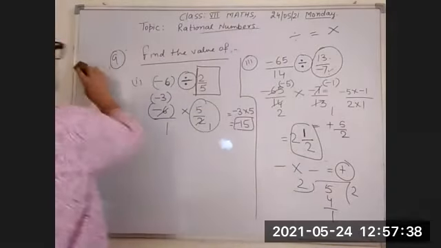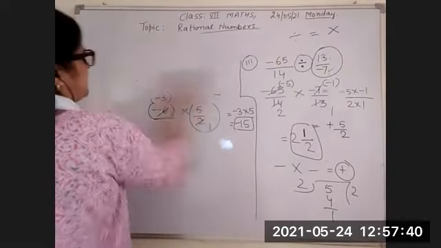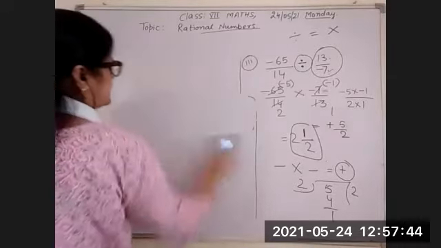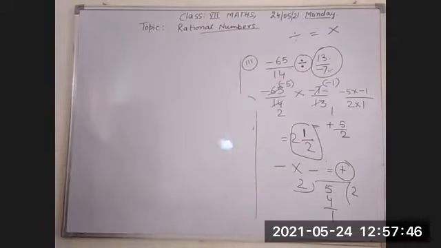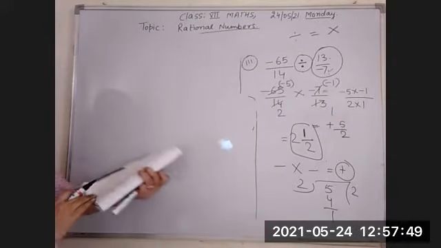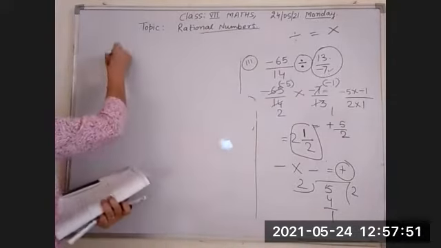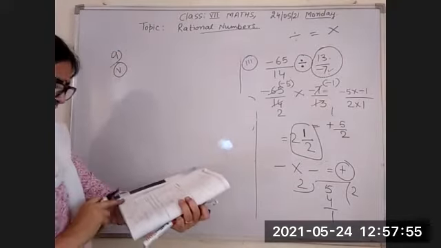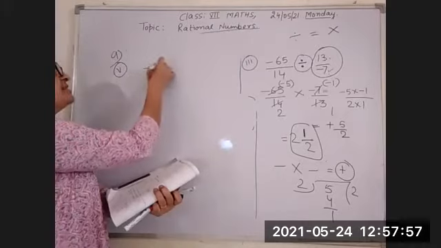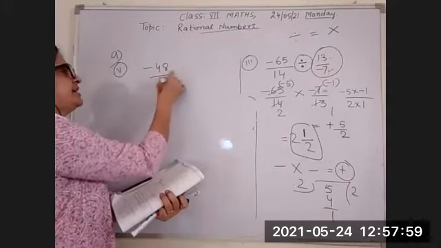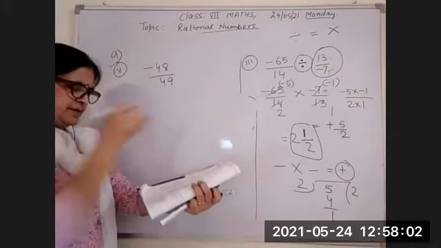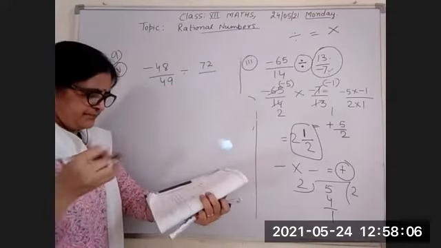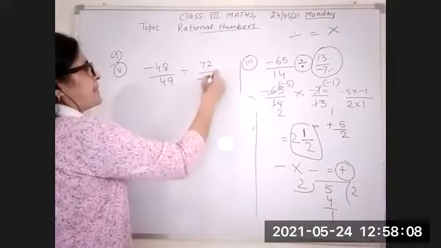I hope all of the questions you understand very well. Now I am doing the fifth part of question number 9. The fourth part you will do yourself. The fifth part is minus 48 upon 49 divided by 72 upon minus 35.